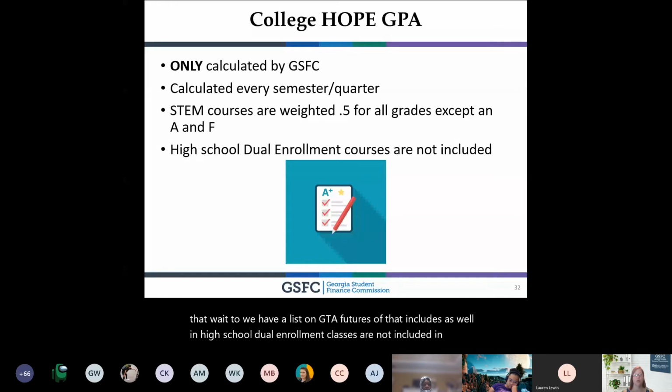So that's why it's real important to make sure you're checking GA Futures to see where your college HOPE GPA is. So that's the HOPE scholarship.